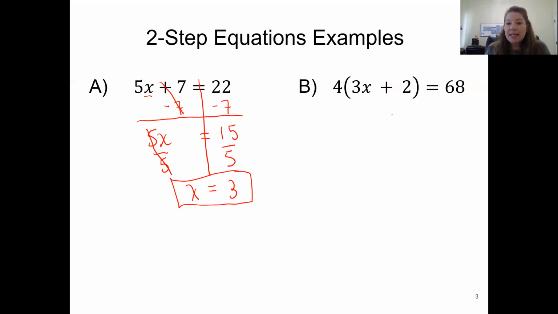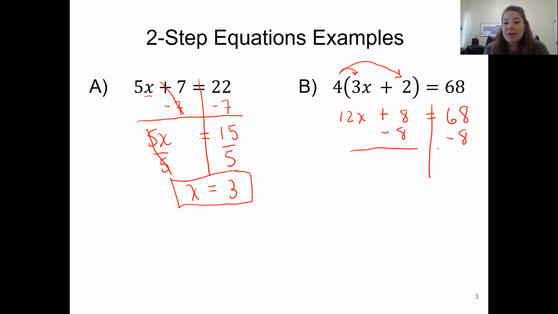Letter B, same thing, except that I have to use the distributive property. I have to multiply everything in my parentheses times 4 before I'm allowed to start doing the opposite operation. So 4 times 3x is 12x. 4 times 2 is 8. Bring everything else down. Now I want 12x by itself. So I'm going to first get rid of plus 8. So the opposite of plus 8 is minus 8.